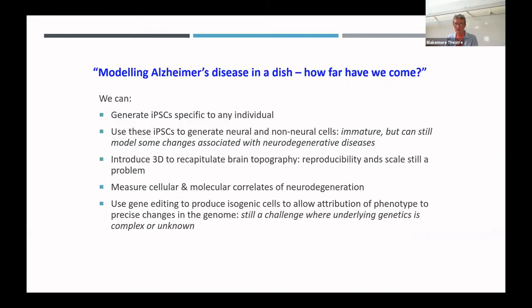So I started by saying, how far have we come? Let me summarize. We can generate iPSCs specific to you, to anybody, with relative ease. We can use these iPSCs to generate the neural and the non-neural cells. They're immature, but nevertheless, they do model many features that are associated with neurodegeneration. We can introduce 3D to recapitulate the physical complexity of the brain. We can measure the cellular and molecular correlates of neurodegeneration, and we can use gene editing to produce isogenic cells. The isogenic background is a really good thing, but if you have a complex disease due to many different genes, it's still going to be a challenge. So that's where we've probably come.